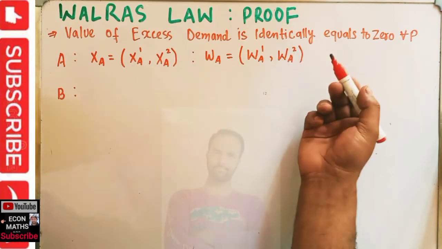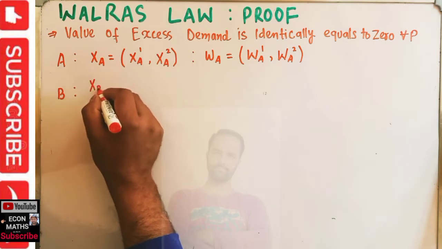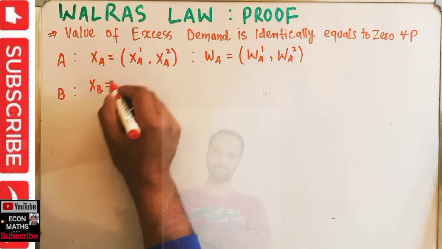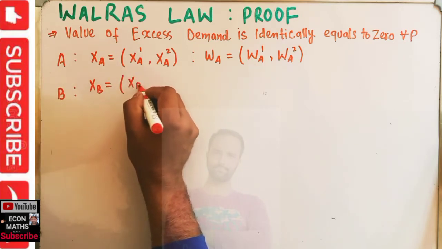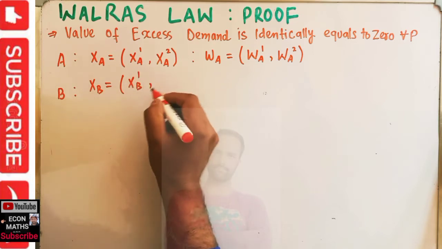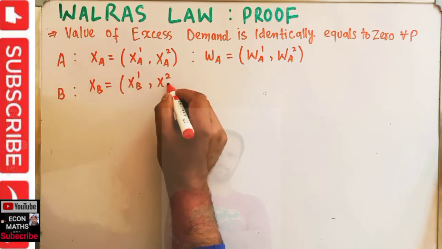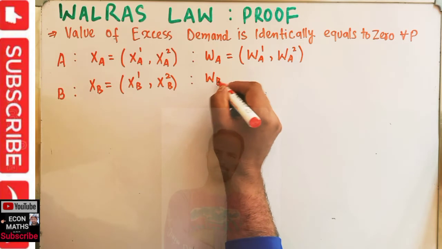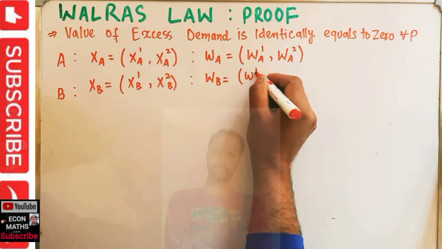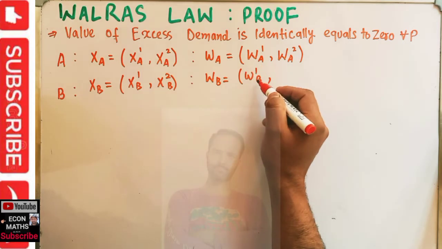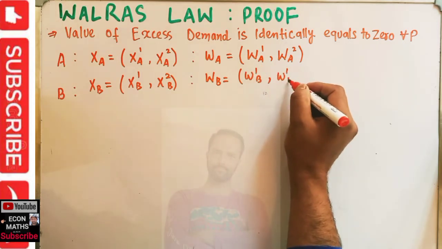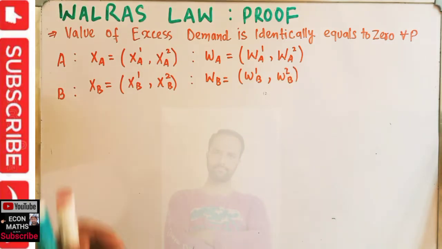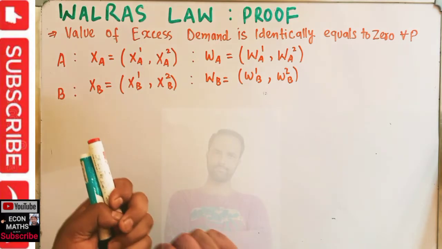that is the initial endowment of good 2 person A has. Similarly for person B we have XB, that means the allocation of the two goods by person B is equal to XB1, units of good 1 person B is demanding, and XB2, units of good 2 person B is demanding. Similarly this person B will also have some initial endowments. Let us denote it by W1B, units of good 1 person B has initially, and W2B, sorry, units of good 2 person B has initially. We have a two good pure exchange economy.